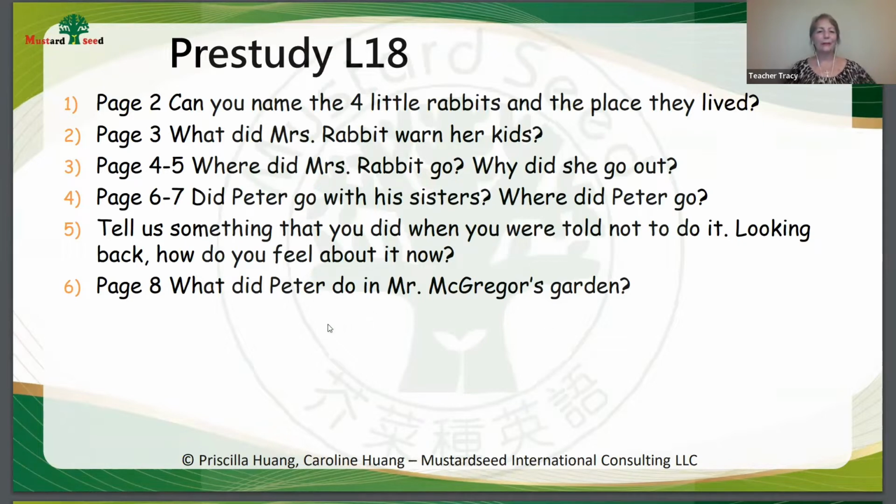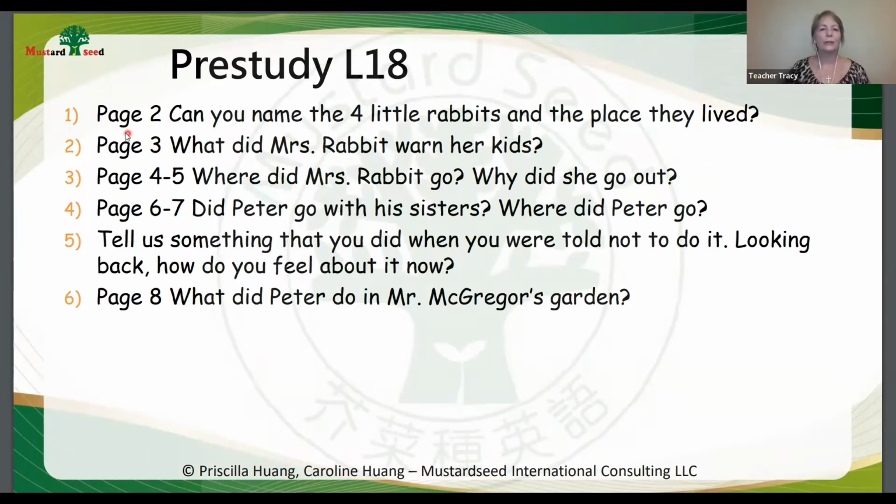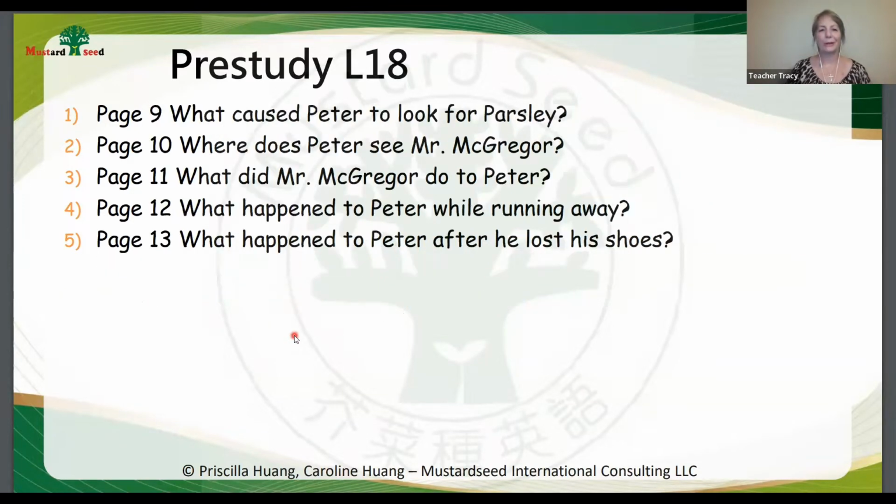So here we go. We're going to look at all of our questions here. We're going to look at page 2 and we're going to name the rabbits. Also, tell us something that you did when you were told not to do it, and looking back, how do you feel about it now? Then, what did Peter do in Mr. McGregor's garden? And what caused Peter to look for parsley? They might have had a little problem there, I think. And then what happened to Peter after he lost his shoes? He did a lot of running away in this story, so we'll get started on that.